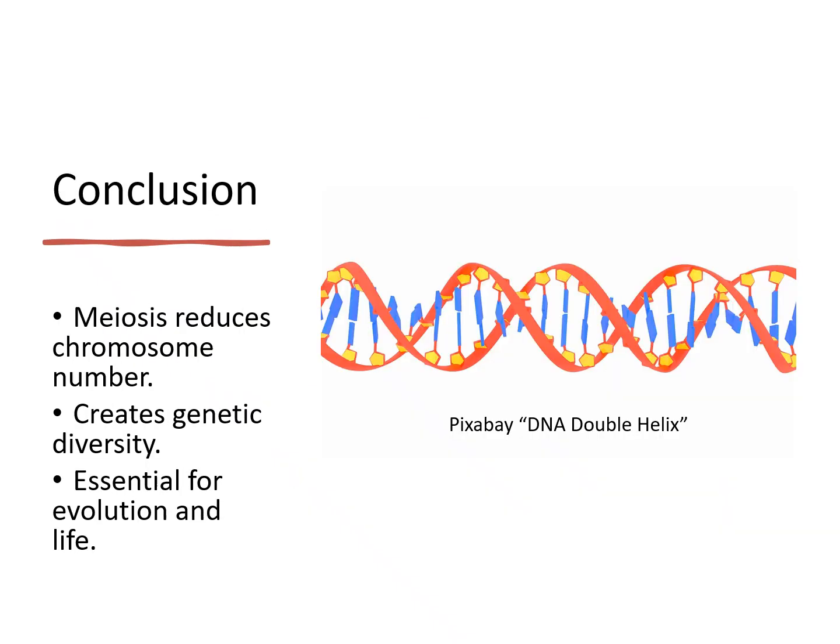In summary, meiosis not only reduces chromosome number for gamete formation, but also introduces variation through crossing over and independent assortment. This genetic diversity is essential for life as we know it.